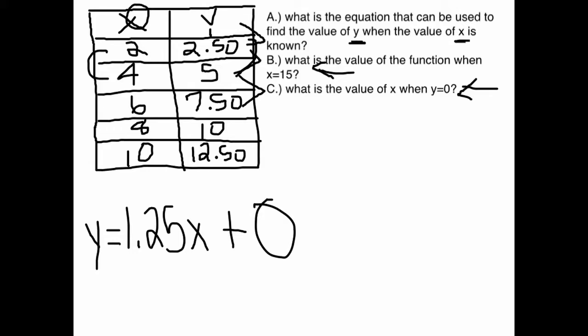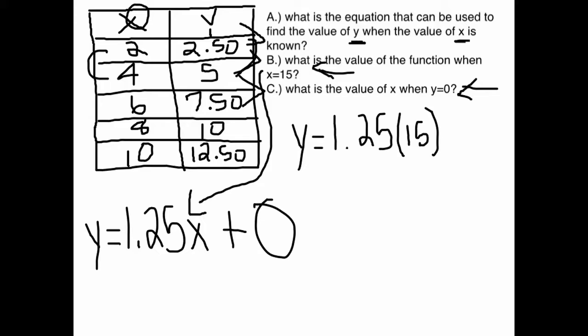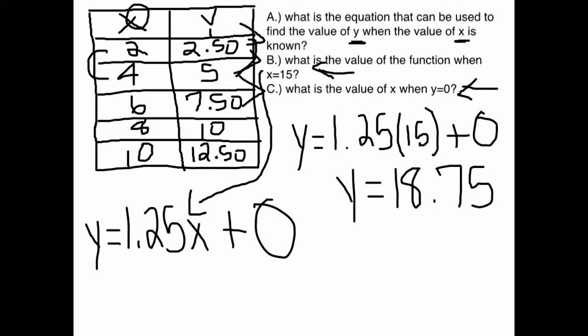So part B is asking me, what is the value of the function when x equals 15? Again, that sounds really fancy, but all it's asking me to do is take 15 and plug it in for x. So let's do that. So I have y equals 1.25, plug in 15, plus 0. If I multiply 1.25 times 15, I'm left with y equals 18.75. So that's my answer to that first one.